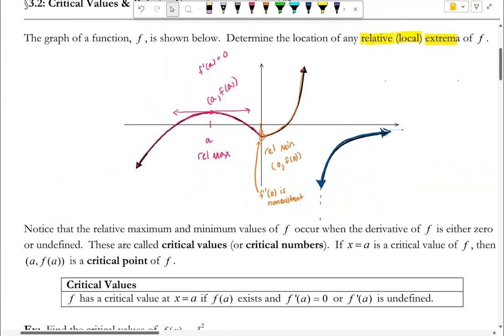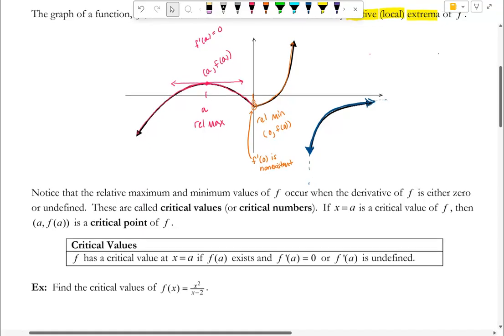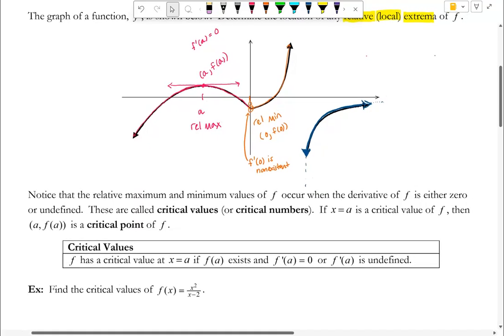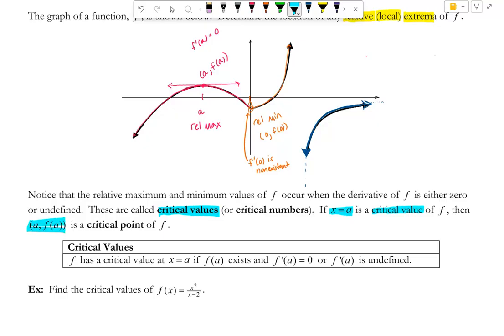So when we're working with a function, anywhere that its derivative is either 0 or undefined is going to be a really important value. In fact, it's so important that we call them critical values. A critical value of a function, or a critical number, is a value of x, an input, and it is a critical value of f if that is where our derivative is 0 or is undefined. And if we looked at the entire ordered pair on the function, like (A, f(A)) for example, we would call that a critical point. So this is a critical point of our function, (A, f(A)). So is (0, f(0)).